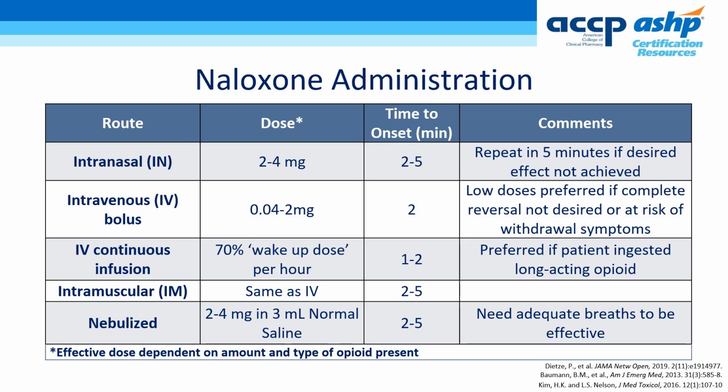Nebulized naloxone has become more popular recently in some institutions, as it is somewhat self-titrating and easy to make at bedside by adding 2 to 4 milligrams of naloxone to 3 milliliters of normal saline in a nebulizer cup. The only problem is that the patient does need to be taking adequate breaths in order for the drug to take effect.